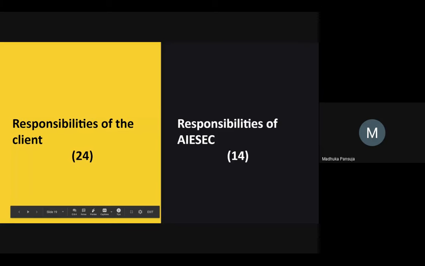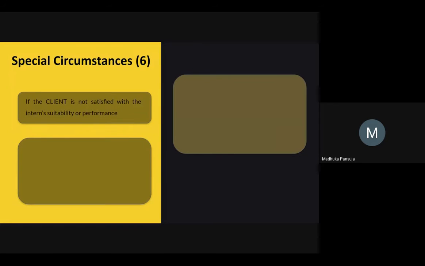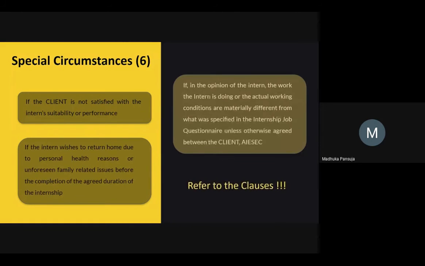And yeah, there are special circumstances, like if the client is not satisfied with the intern's suitability. What should we do if the client is not satisfied with the intern's suitability? The intern is not working properly and the client is not satisfied, so then what do we do? And if the intern wants to go home due to his or her personal issue or some issues, wants to leave the internship, then how will we act in that situation?